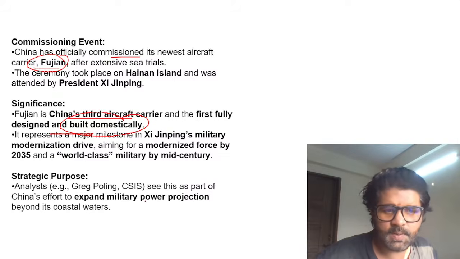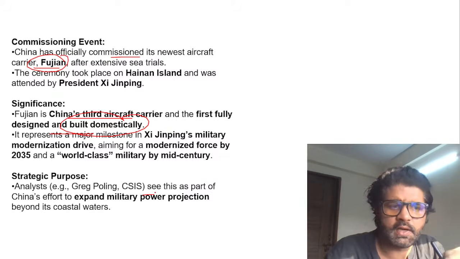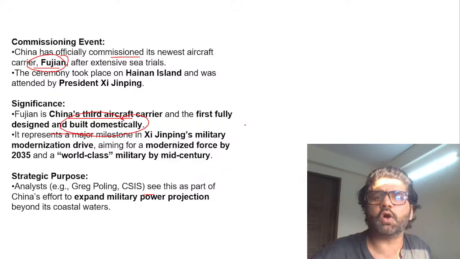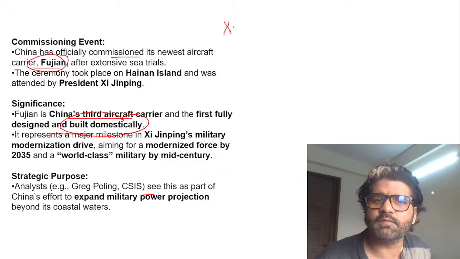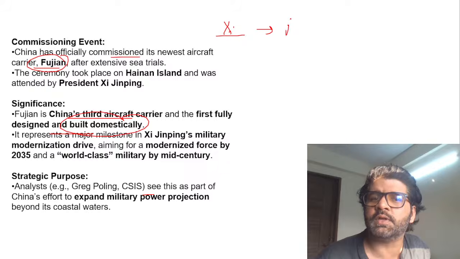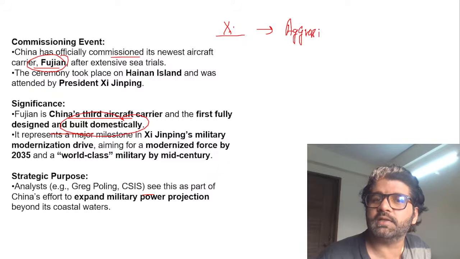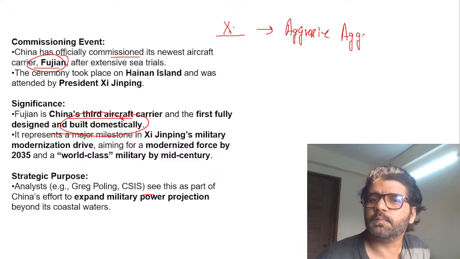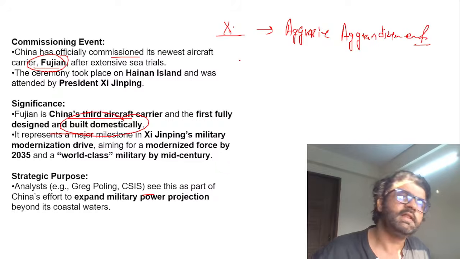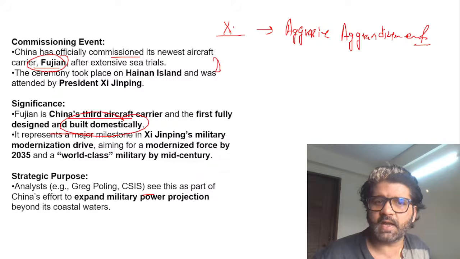Cool. So strategic purpose, again, Xi Jinping is trying to do this modernization. We have talked about it. Chinese premier, they have their own strategy. Xi Jinping has his strategies revolving around aggressive aggrandizement. There was an earlier premier, his name was Deng Xiaoping.